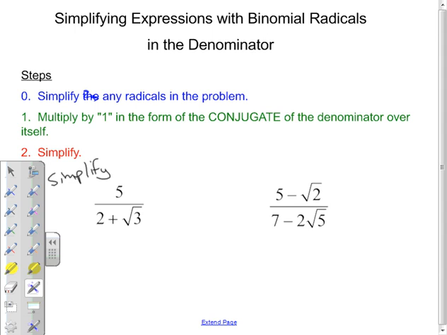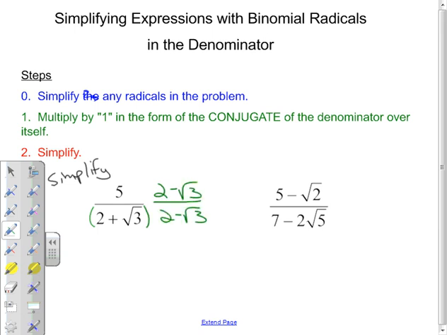So what do we do with this? Well, we're going to multiply by 1 again, but a very particular one here. And it's what we say here in step 1. Multiply by 1 in the form of the conjugate over itself. Well, the conjugate of 2 plus root 3 is 2 minus root 3.